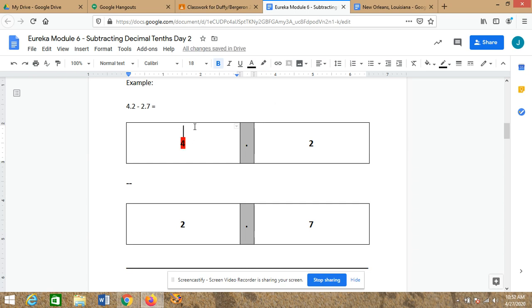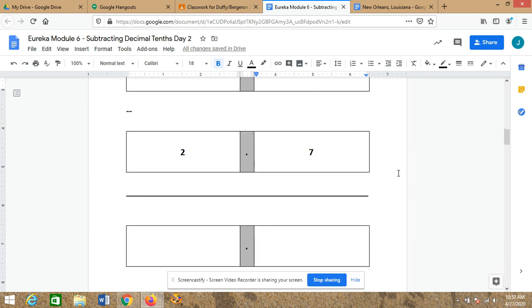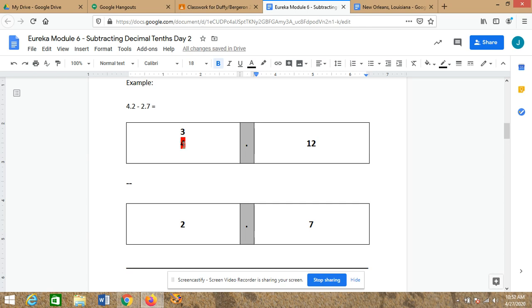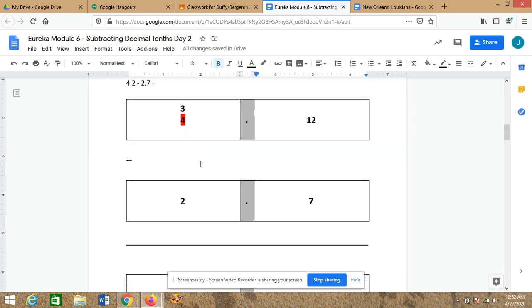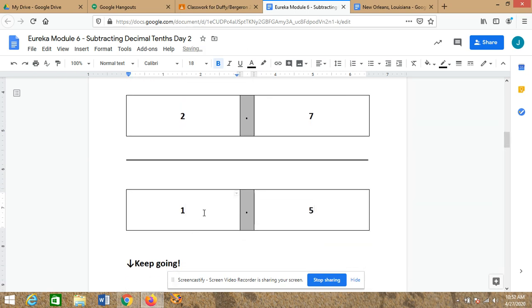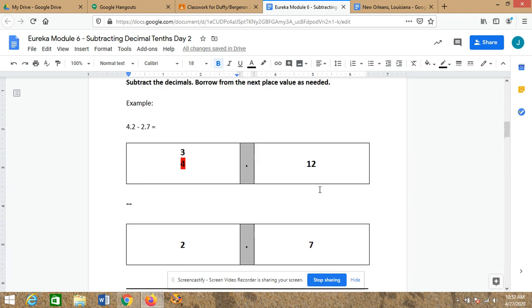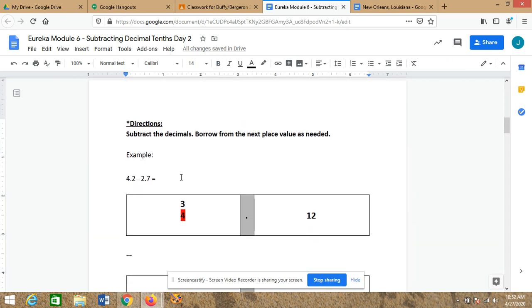We're going to show that by highlighting. Pretty easy. So we borrowed from that 4. That becomes a 3. And we carry that 1 to the tenths place, and it's like we made 10 tenths. So now we have 12 tenths. 12 tenths minus 7 tenths equals 5 tenths. And then we're not using that 4 because we borrowed that 1 from it. It's a 3. Now we subtract the ones. 3 minus 2 equals 1. So my answer is 1 and 5 tenths. 4 and 2 tenths minus 2 and 7 tenths is 1 and 5 tenths.